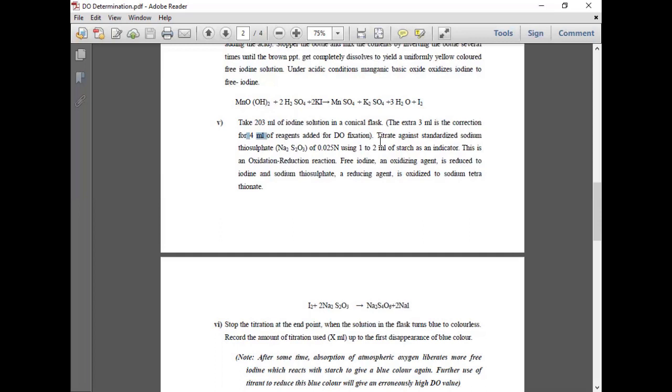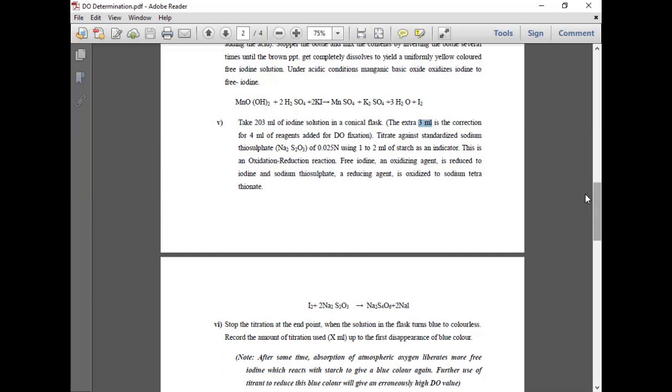Titrate against standardized sodium thiosulfate, Na2S2O3, of 0.025 normality using 1 to 2 ml of starch as an indicator. So after taking 203 ml of this yellowish color solution in the conical flask, we are going to add starch indicator. How much? It is 1 to 2 ml. How are we going to measure this? It is to be added with the help of a measuring cylinder only. Do not use a pipette unless your pipette has a blower, right?